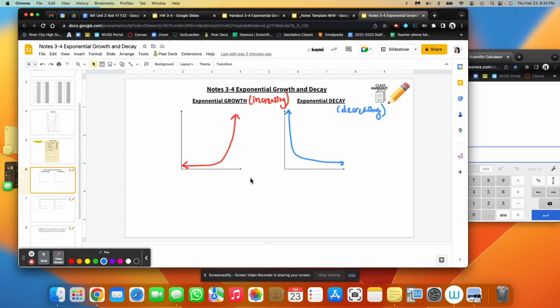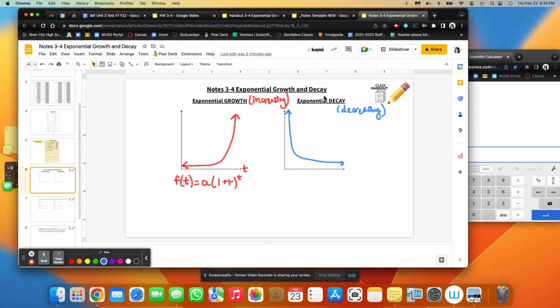So there's two different equations that we can use, one to represent growth and one to represent decay. The formula that we're going to use for exponential growth looks like this. We're going to use function notation, but we're going to use t for time. So in this case, time would be our x-axis. f(t) is equal to a, which is our starting value, times (1 plus r) to the t power, where r is the rate of growth or decay.